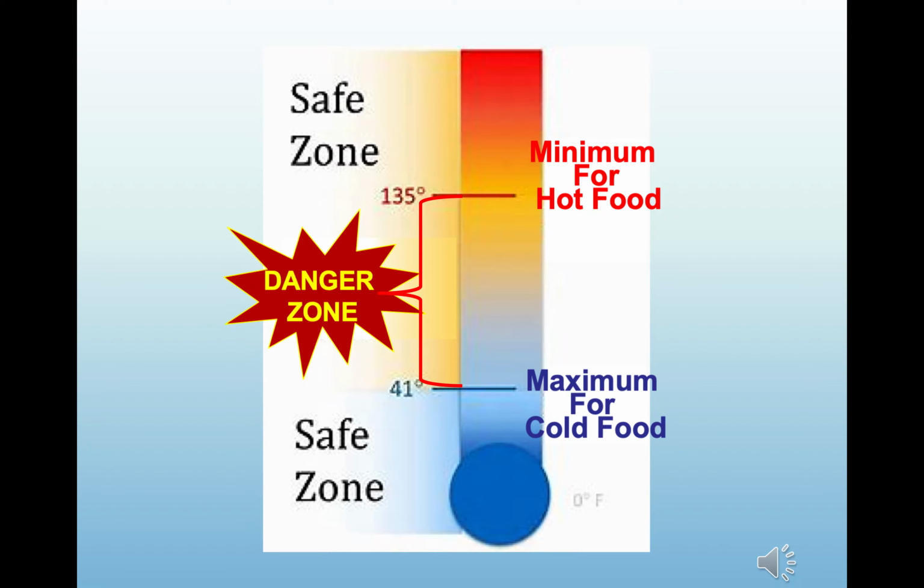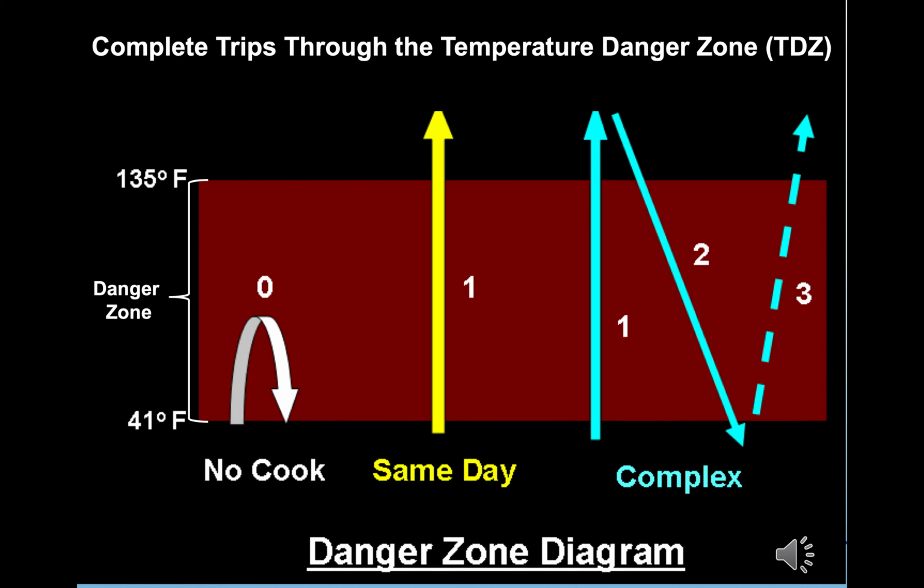Bacteria and pathogens grow quickly in this zone, and it is for this reason that we try to get food out of the danger zone as quickly as possible and then keep it out of the danger zone. In this diagram, you can see how foods enter and exit the danger zone. This diagram shows 3 examples of different foods and their relation to the danger zone. They are the no-cook, same-day, and complex process. We will talk about each one.